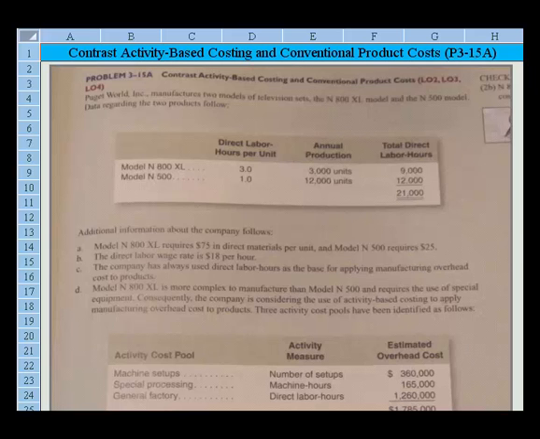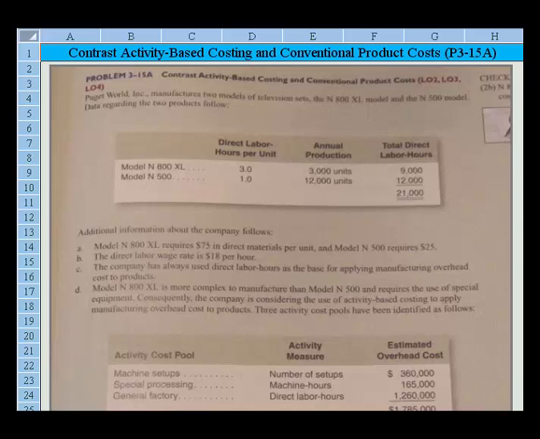Let's take a look at this problem where we contrast activity-based costing with conventional product cost. It's problem 3-15A that you see on the screen in front of you. Now I know it isn't the clearest picture I have, so let's read some of it.